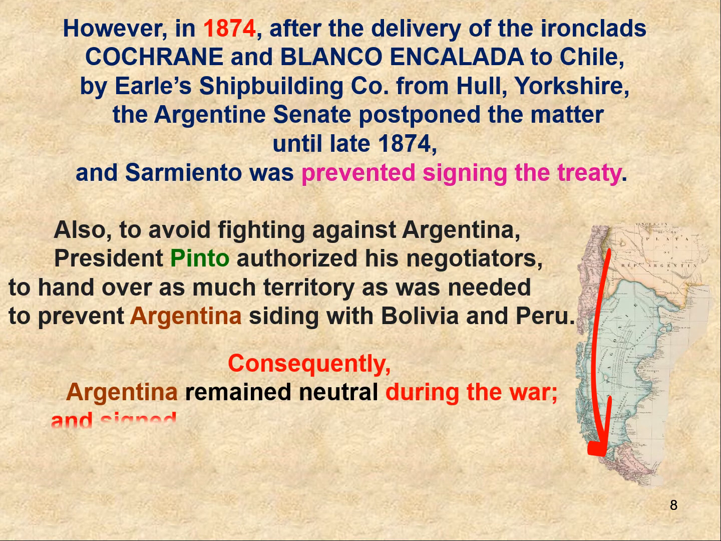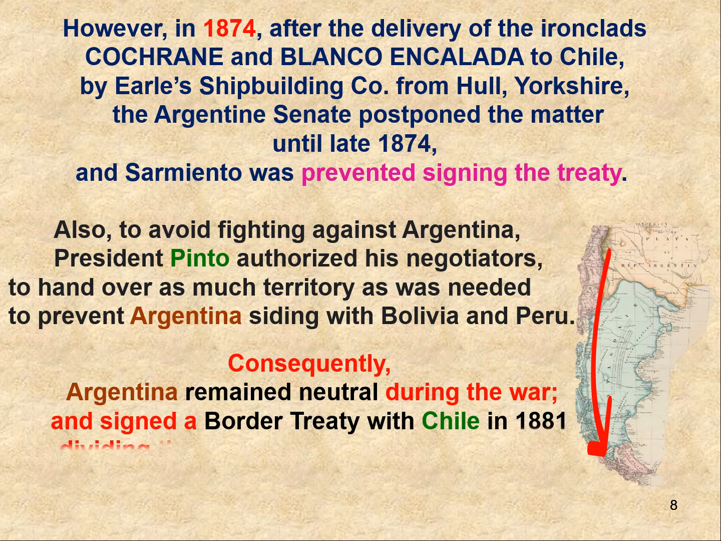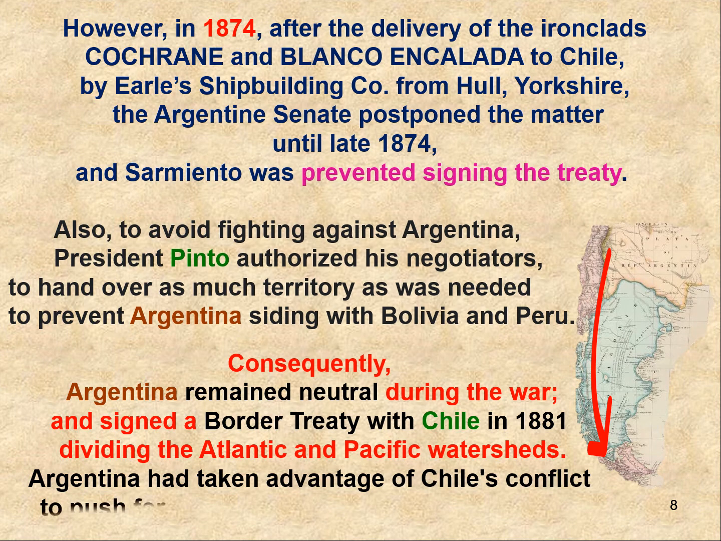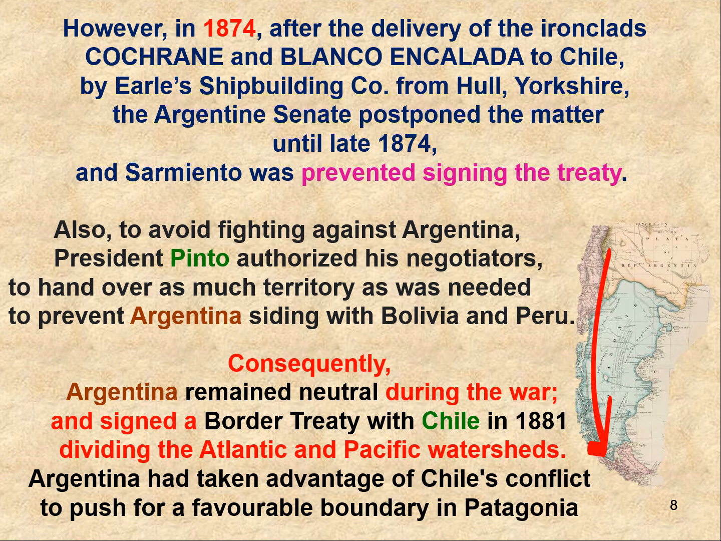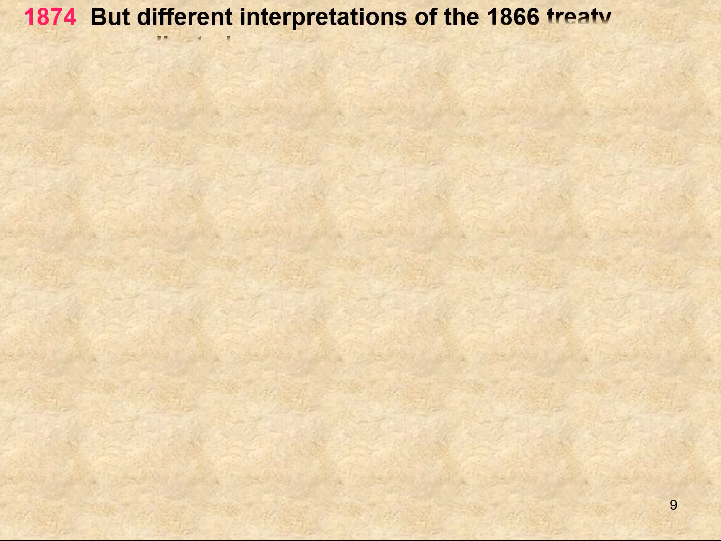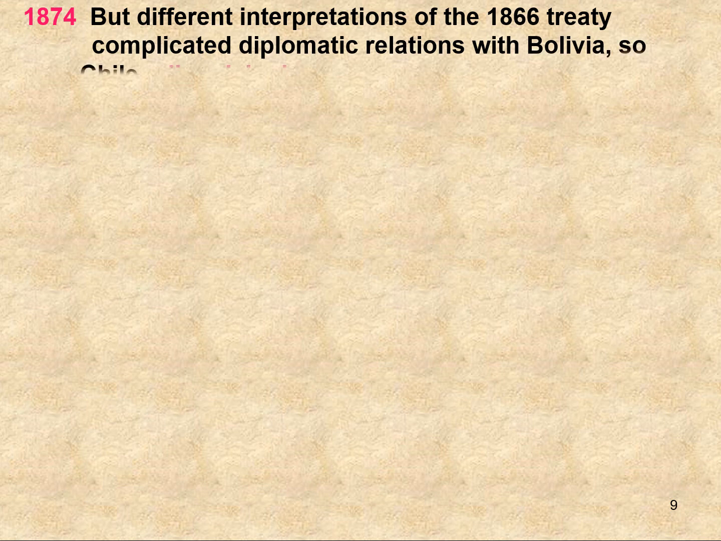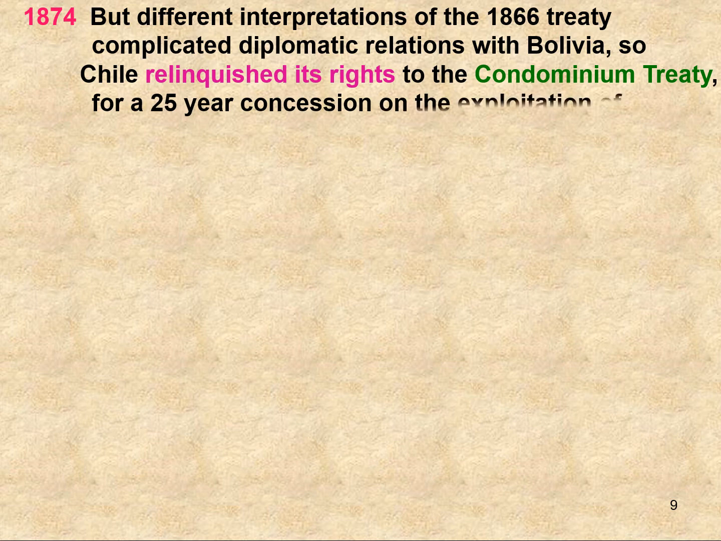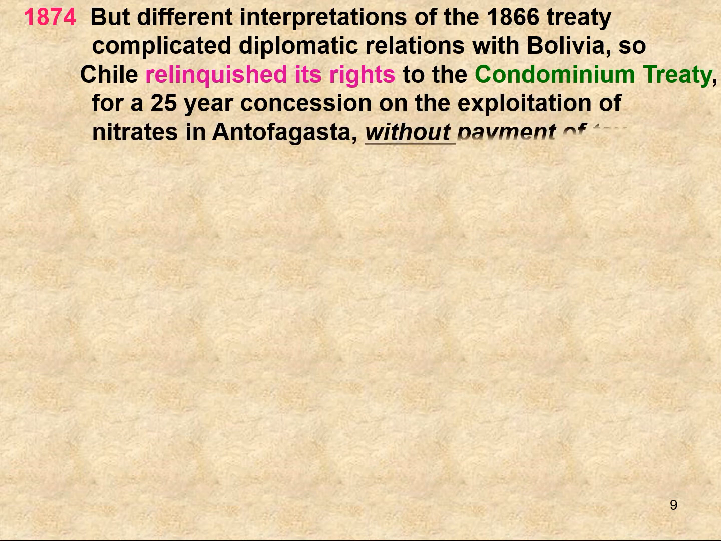Consequently, Argentina remained neutral during the war and signed a border treaty with Chile in 1881, dividing the Atlantic and Pacific watersheds. Argentina had taken advantage of Chile's conflict to push for a favorable boundary in Patagonia. But by 1874, different interpretations of the 1866 Treaty of Condominium complicated diplomatic relations with Bolivia.